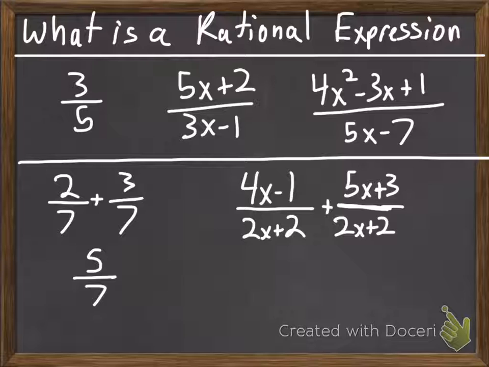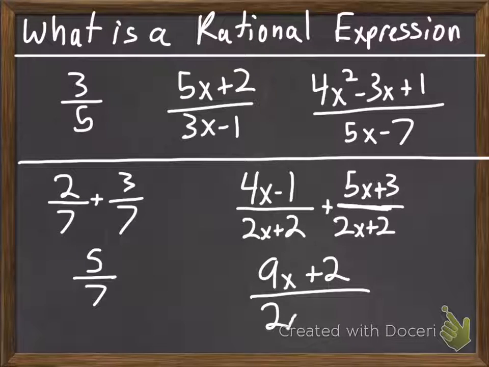So we get to add the top. All we're going to do is combine like terms, something we've done all year. 4x plus 5x, 9x, negative 1 plus 3, 2, over 2x plus 2. Now, once you have combined your two fractions together, what you then need to do is simplify completely the top and simplify completely the bottom of that fraction and see if there's anything else that we can possibly get rid of.